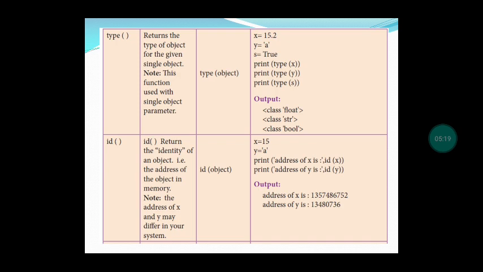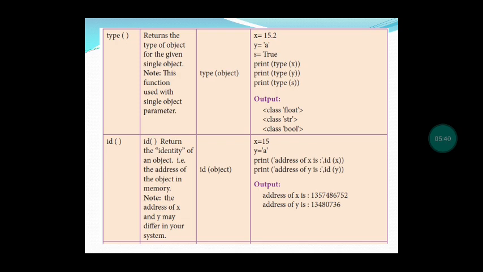Next, id. It returns the identity of an object, that is, the address of an object. The syntax for this one is id(object). x equal to 15 and y equal to 'a' have been given in the example of id, and the address of x is id of x and the address of y is id of y.